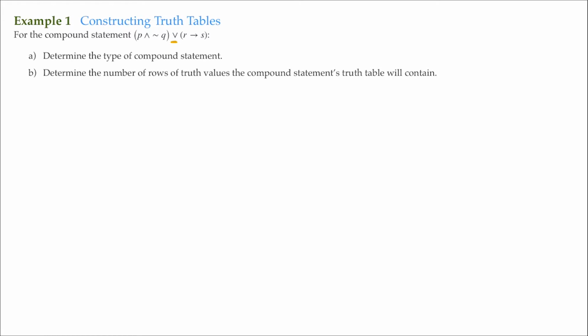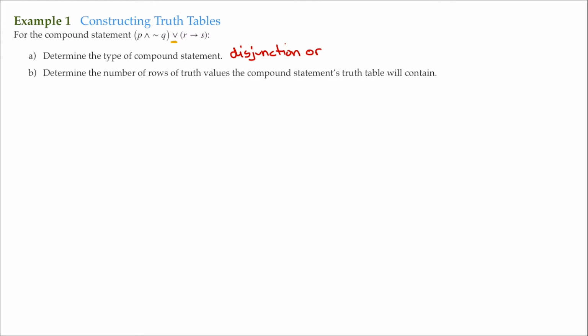So some of the basic things that we want to know before we actually construct a truth table for a compound statement is to determine what type of compound statement it is. And of course, this one is an or statement, or in other words, a disjunction. The disjunction or.